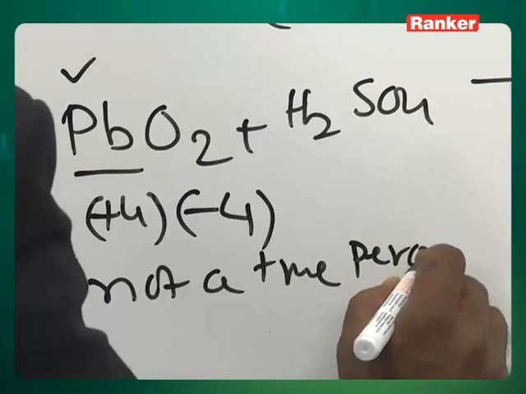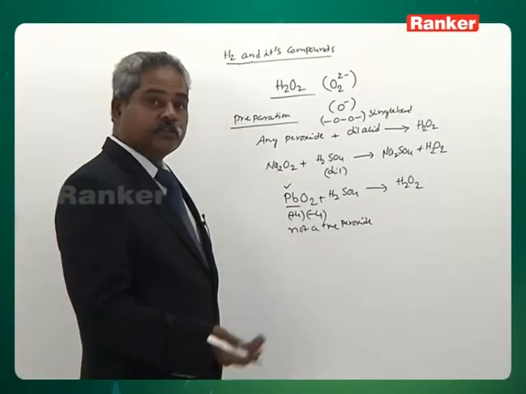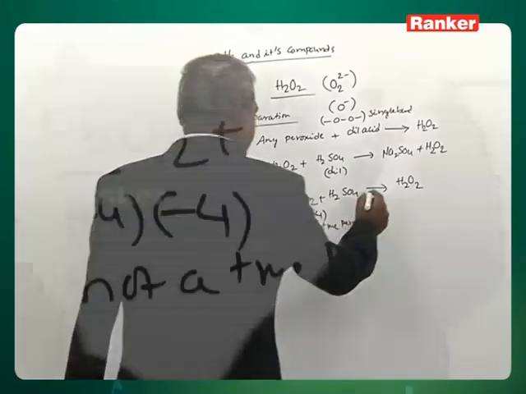Why do you say it is not a true peroxide? Earlier it was called lead peroxide. Though it is not a peroxide, it was called peroxide. Therefore, you don't get H2O2.